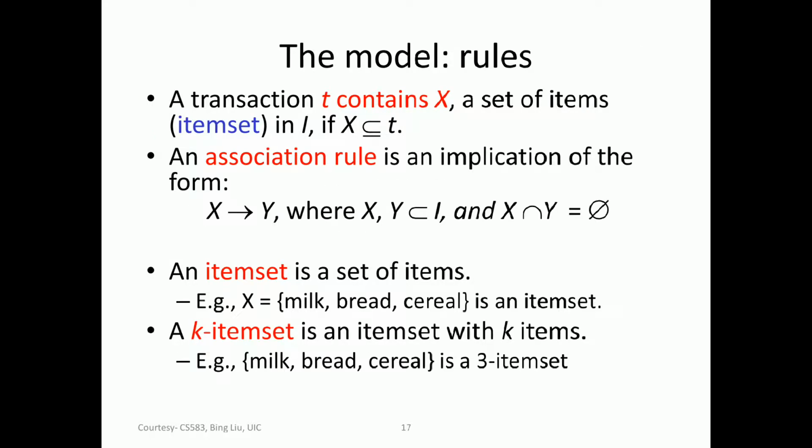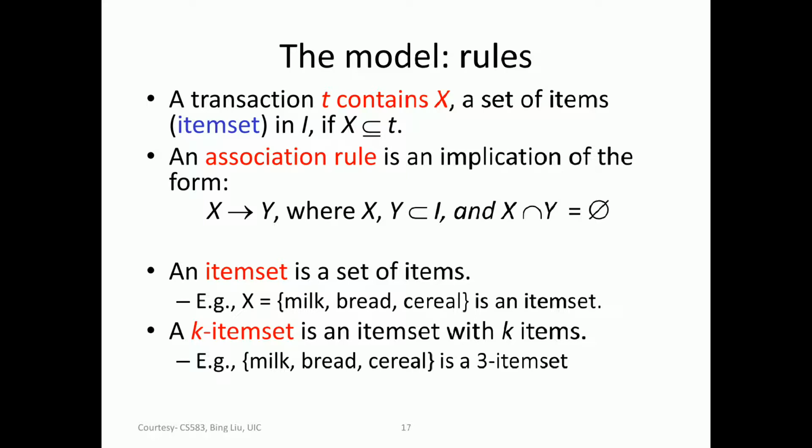A transaction T contains X, a set of items in I, if X is a subset of T. An association rule is an implication of the form X implies Y, or X followed by Y, where X and Y belong to the item set I, and X intersection Y is equal to empty set, meaning X and Y are different.